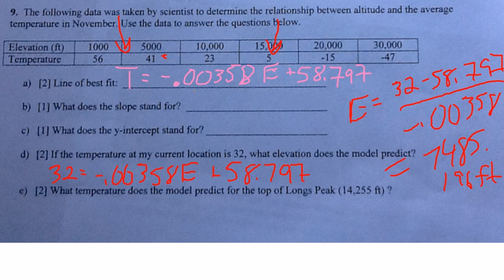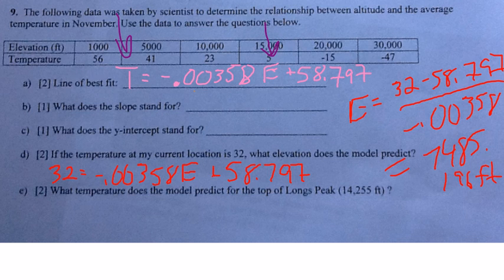So, the last question says, what temperature does the model predict for the top of Long's Peak? And it gives us the elevation of Long's Peak. This, again, is where having my E and my T will help me out. They give me elevation and want temperature, so I'm going to plug in that 14,255 for E. So my T is equal to, I'm going to change colors. Green? Does green look, there, we'll do black. I don't think I've ever used black.